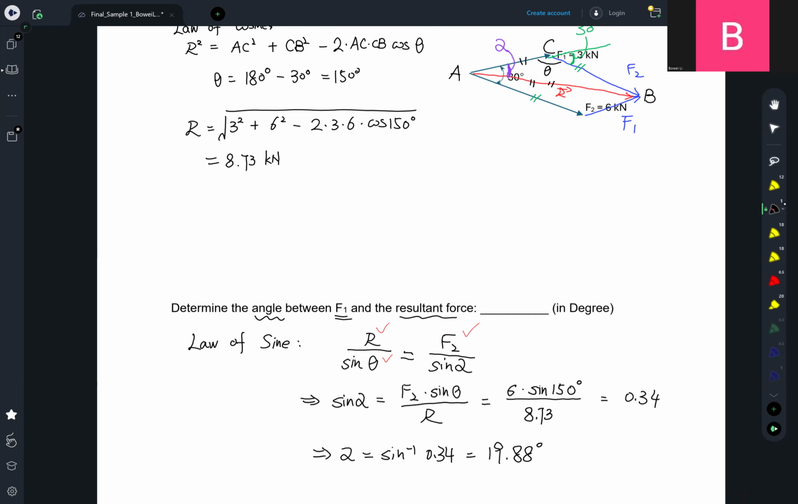Now you can just plug it in here. This is the answer: the angle between F1 and the resultant force. Okay, so this is the answer for this question here.